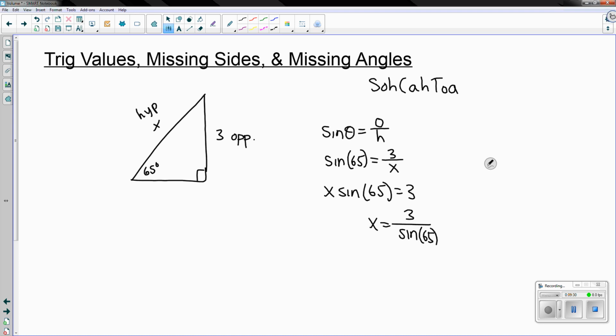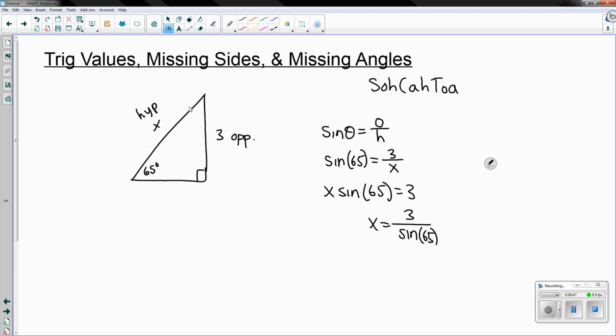And whatever value we get from the calculator will tell us how long the hypotenuse is when the angle is 65 and the opposite side is 3. If we start changing the angle or the opposite side, we're obviously going to change the length of the hypotenuse, and this calculation would change as a result.